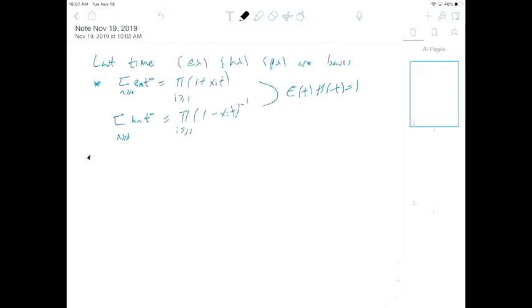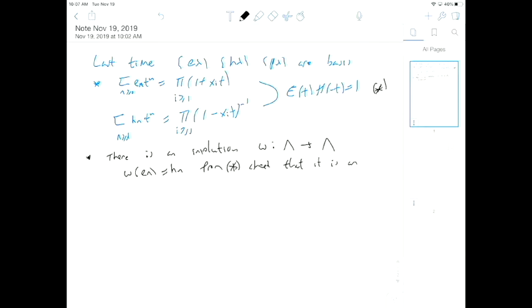But there is an involution omega from the ring of symmetric functions to the ring of symmetric functions that takes En to Hn. So it's defined like this. And you can check that it is indeed an involution, i.e. that it sends Hn to En. So it's its own inverse.